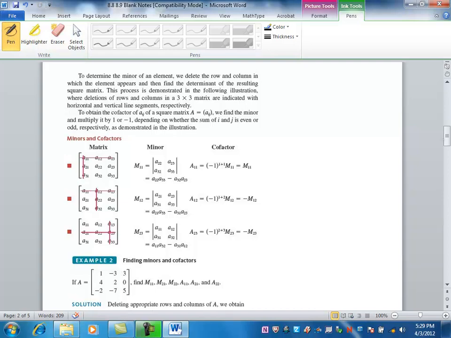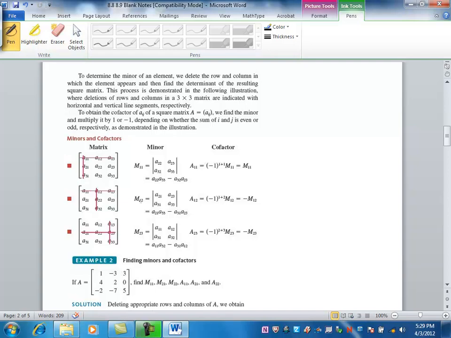Let's say that we want the minor along row 1, column 1. So we cross out row 1, column 1, and we look at the determinant of the matrix that's left over, a22 a33 minus a32 a23. Okay, we see that here, and then the cofactor is that minor multiplied by -1 to the 1 plus 1.